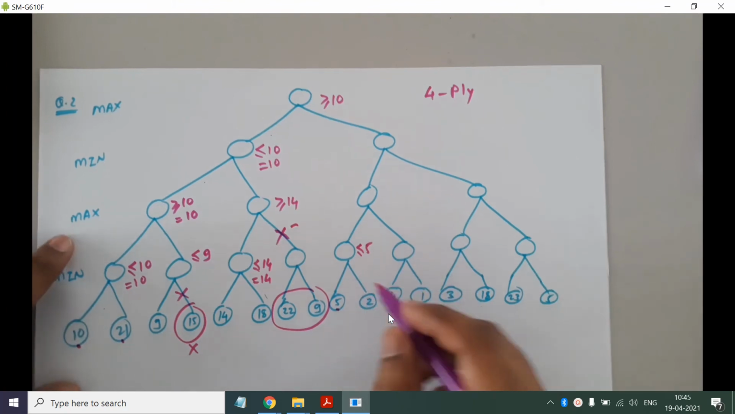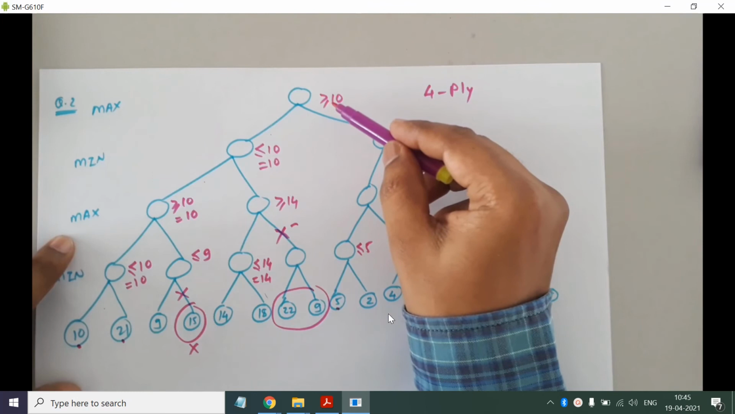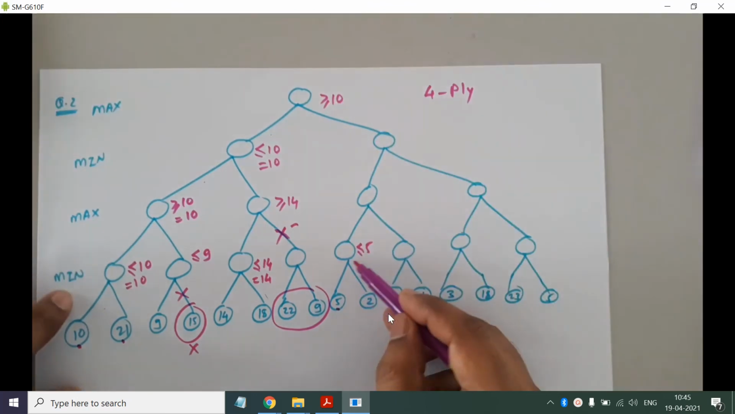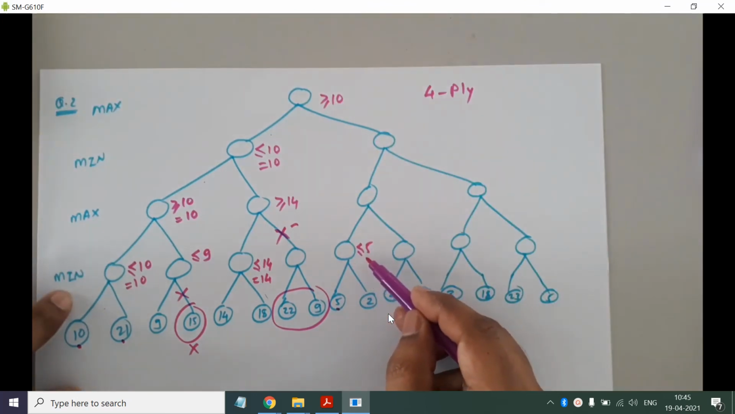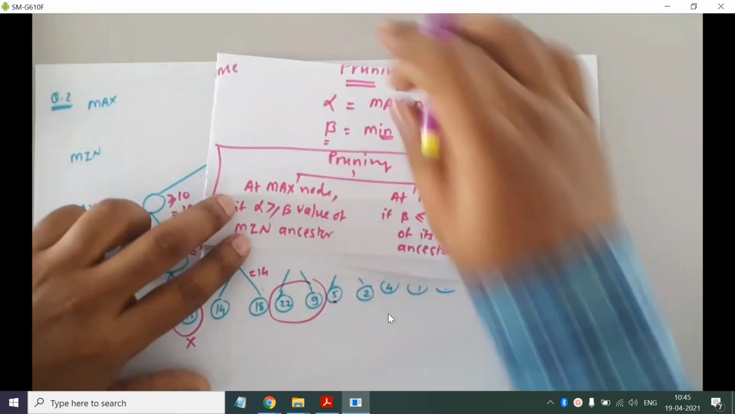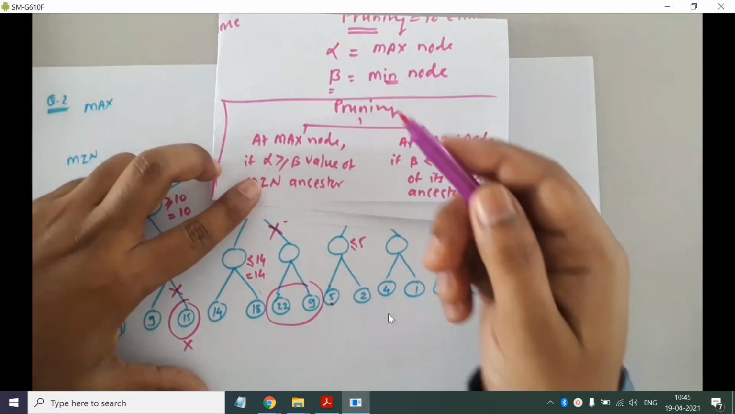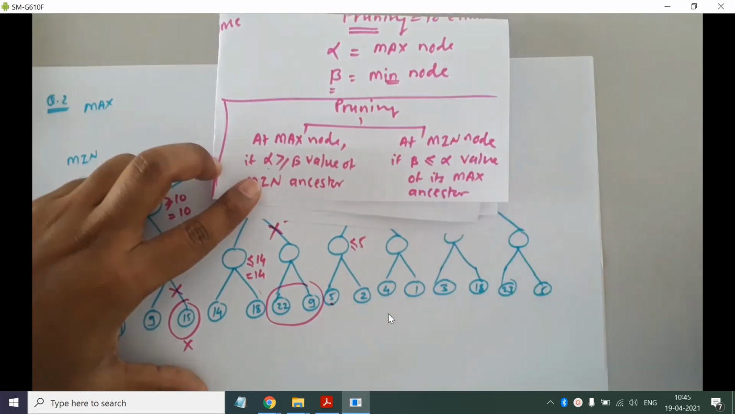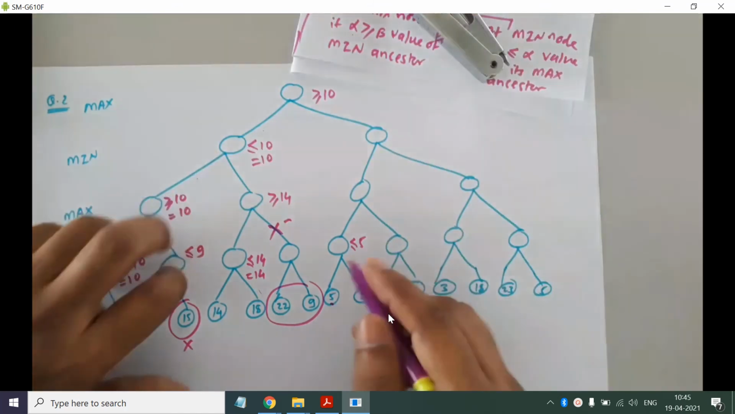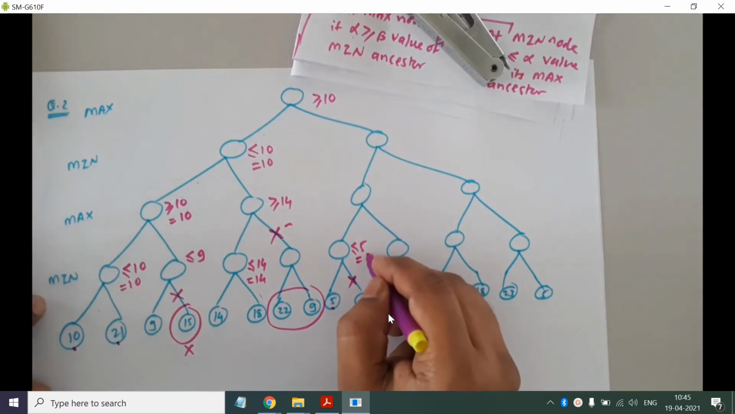Okay, so see here, overall max is expecting a value greater than 10, and here min is saying give me a value lesser than 5. So this second condition is satisfied: beta value, that is 5, is less than or equal to the alpha value of max ancestor, 10. This is satisfied, so 2 is pruned. Okay, so we'll come here, so its beta value will become 5.